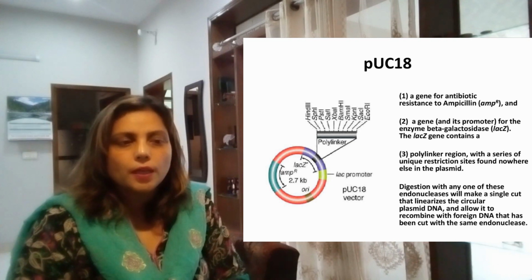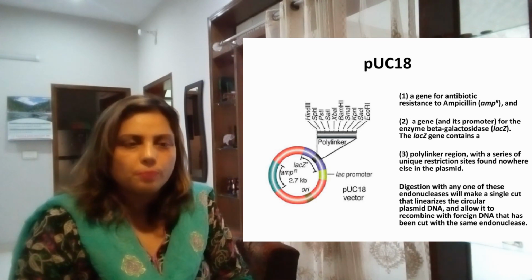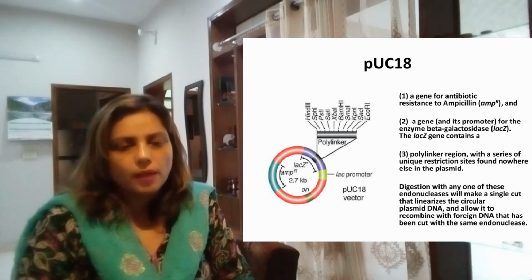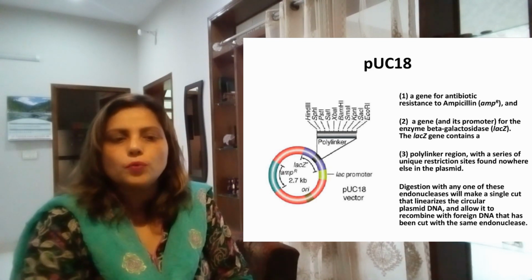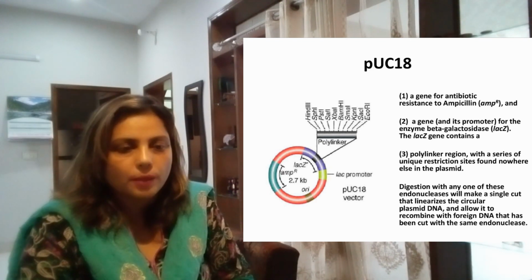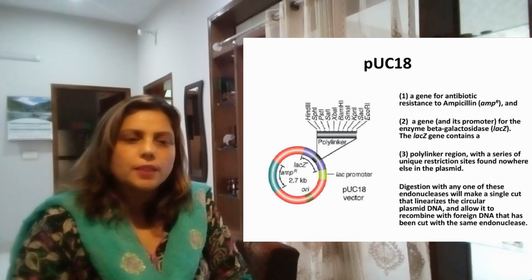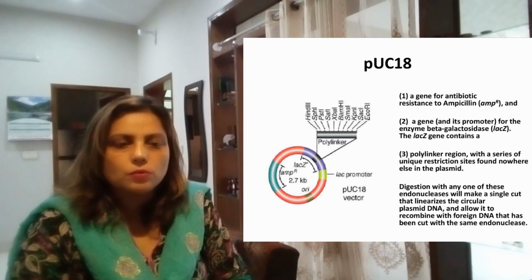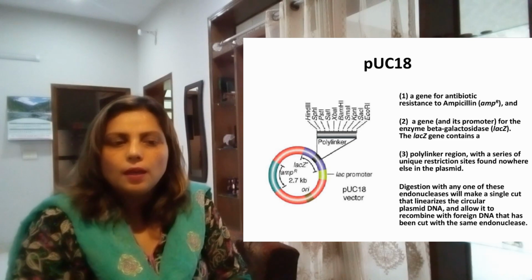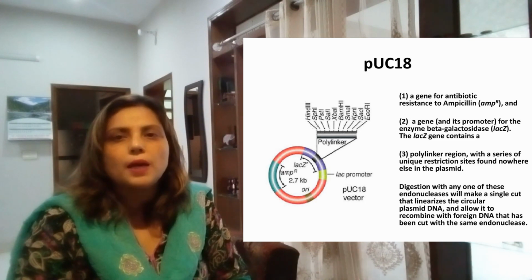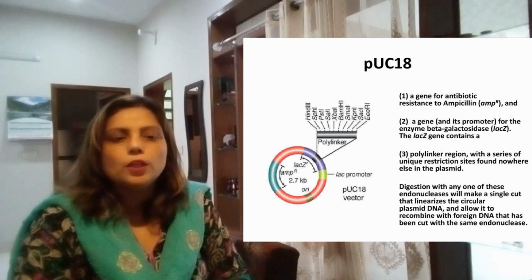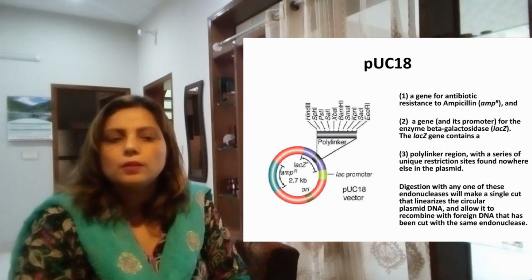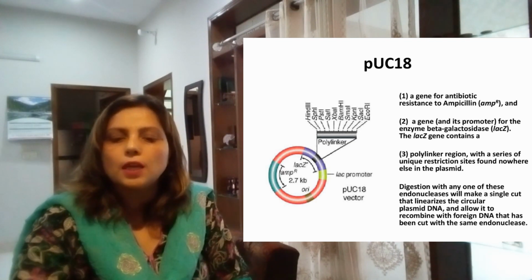That's why we can use this plasmid as a cloning vector in most recombinant DNA technology experiments. We can digest with any one of these endonucleases, which makes a single cut and linearizes the circular plasmid DNA, and allows it to recombine with the foreign DNA that has been cut with the same endonuclease.